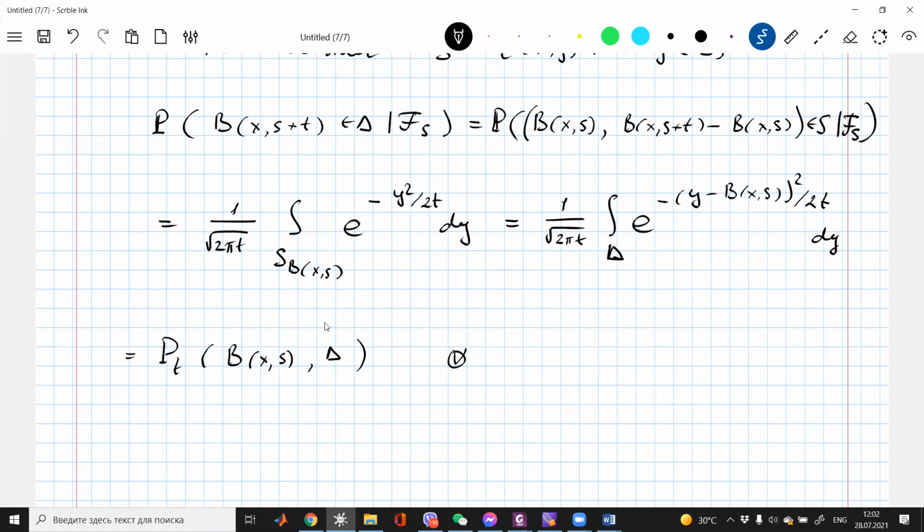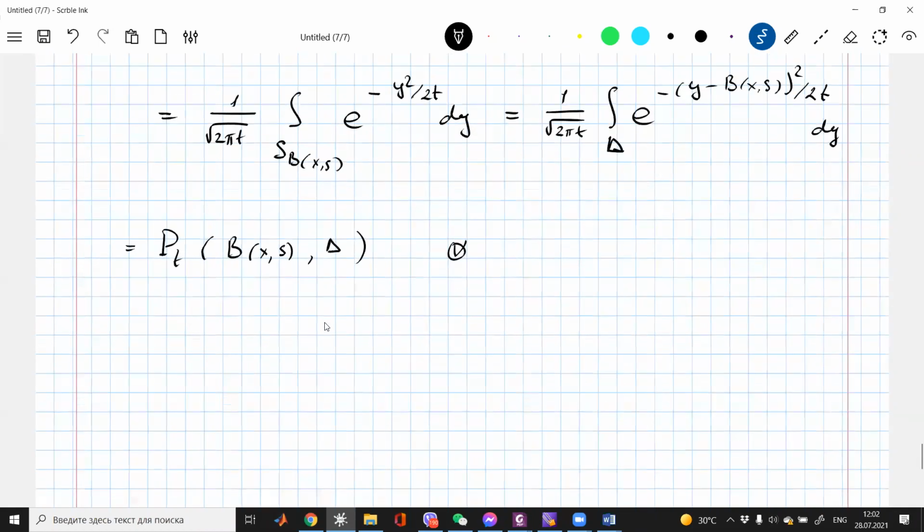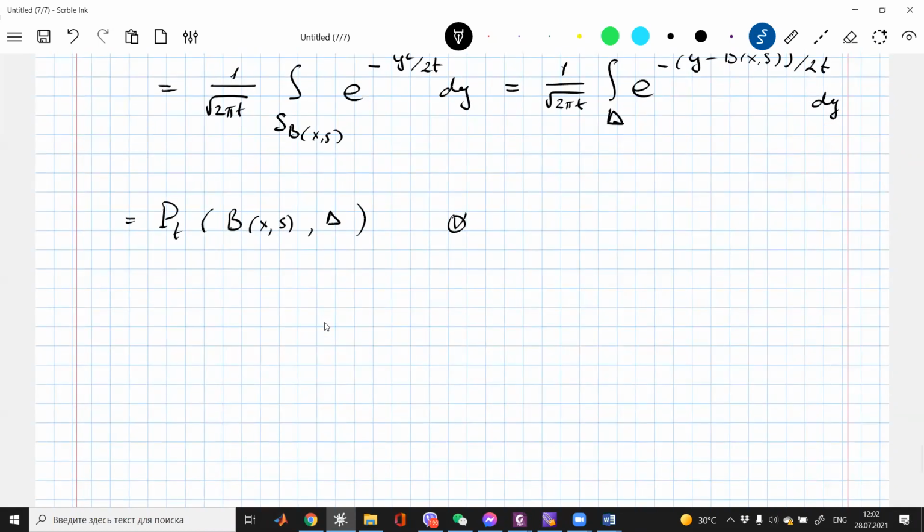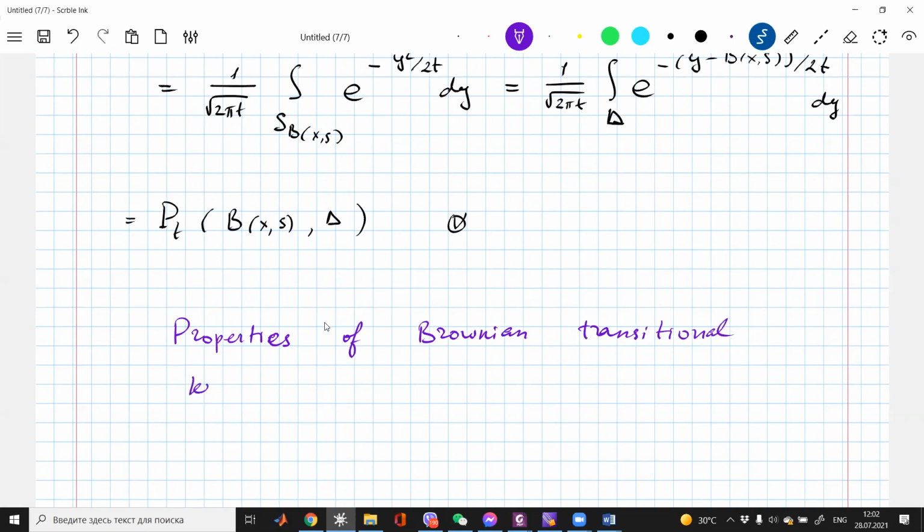So, okay, now we have such a transition kernel, and it is good in the following sense. Let us consider some properties of Brownian transition kernels.